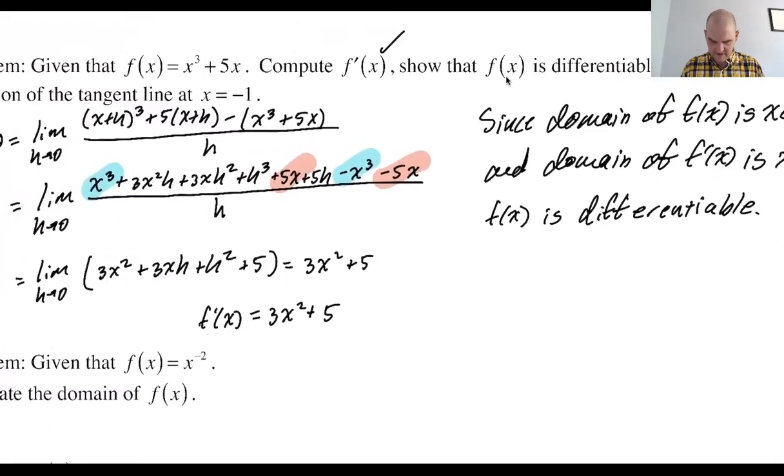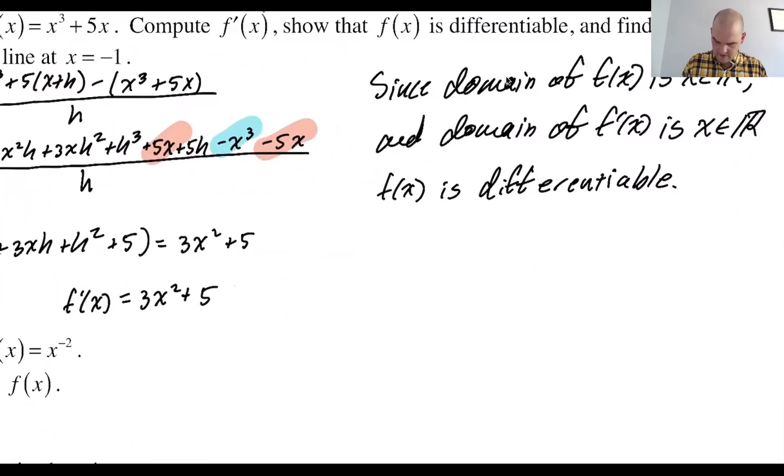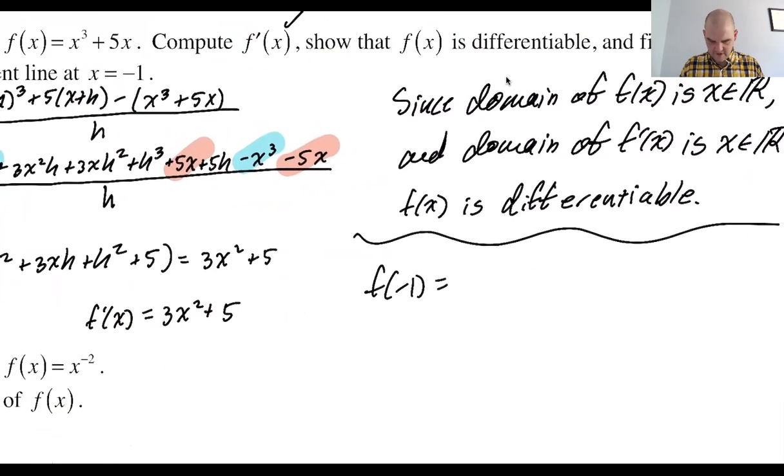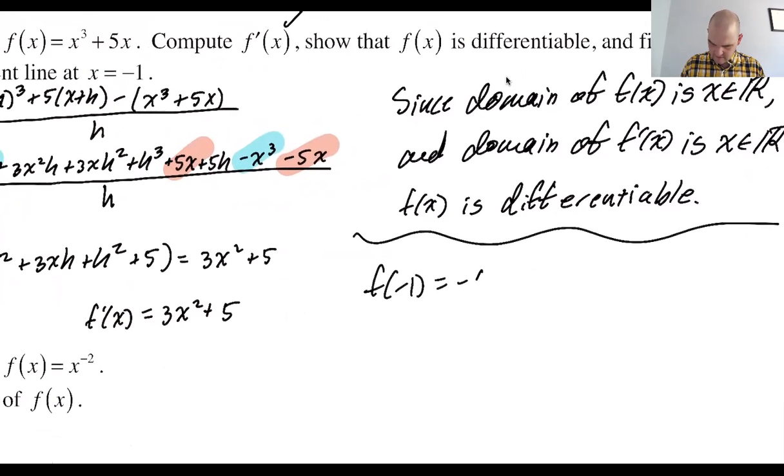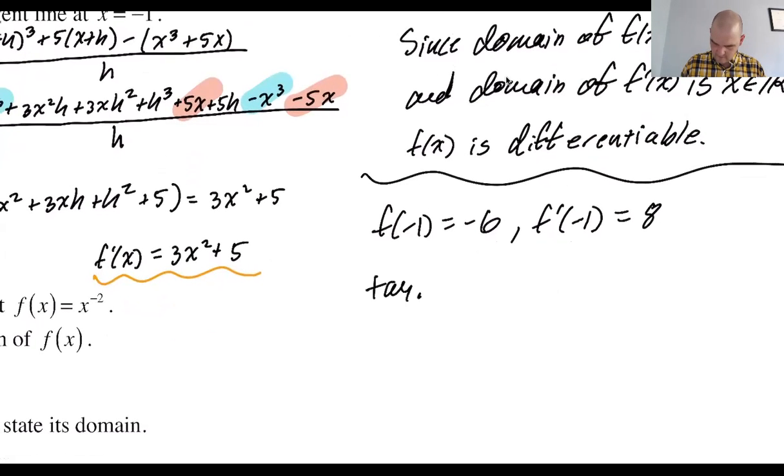All right, and then finally, tangent line at x equals -1. All right, so let's do this. F of -1 is -1 minus 5, which is -6. F prime of -1 is 3 plus 5, which is 8. So our tangent line is going to be y minus -6, so y plus 6, equals 8 times x minus -1, or plus 1. There you go. That's our tangent line.